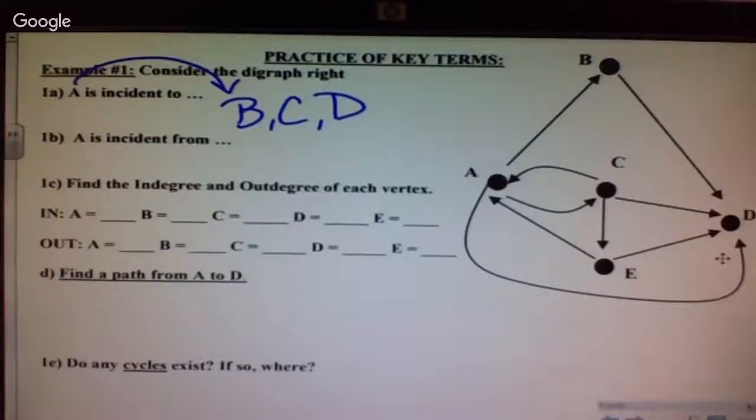Okay, A is incident from. So when it's incident from, what goes into A? C, D, and E.